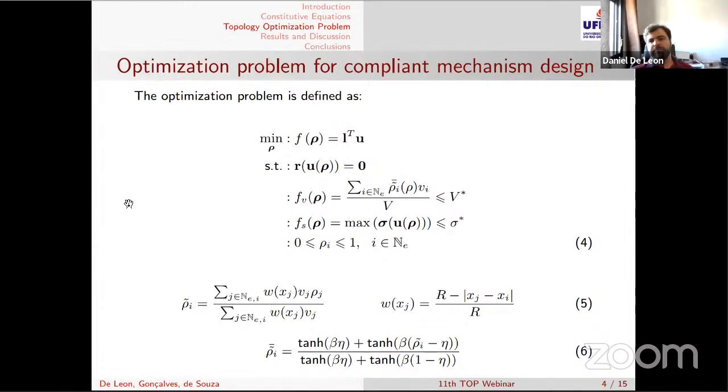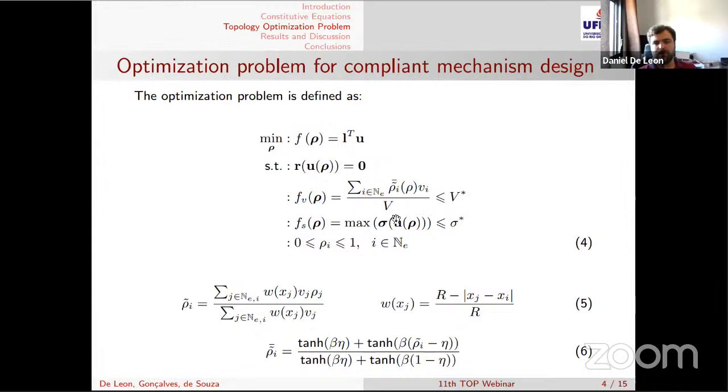Okay, the optimization problem applied in this work is the classical formulation for compliant mechanisms, trying to maximize the output port of the mechanism. The only difference here is that we replace the equilibrium equation of the nonlinear problem by the residuum vector for the Newton-Raphson scheme. When I state that we are using a linear problem for the finite element mesh, we are using the classical equilibrium equation for the linear problem.